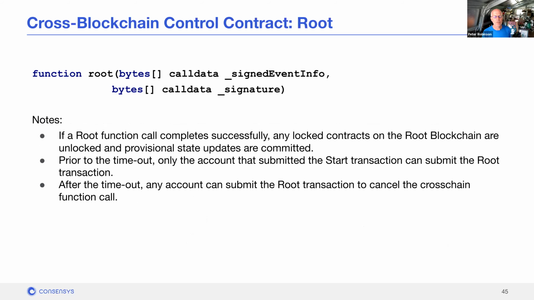So once the root function call executes and finishes, then any of the contracts that were on that root blockchain are automatically unlocked, and the provisional updates are going to be committed. And prior to the timeout, only the account that submitted the start transaction can submit that root transaction. But if it's after the timeout, then any account can submit the transaction.